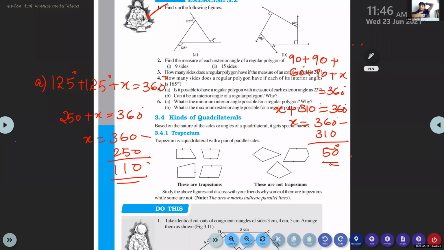Okay, children, so this was the homework. Shall I take your attendance? Yes, ma'am. Don't erase the slide. Now we will continue with the kinds of quadrilaterals. Today no period for us, only this.